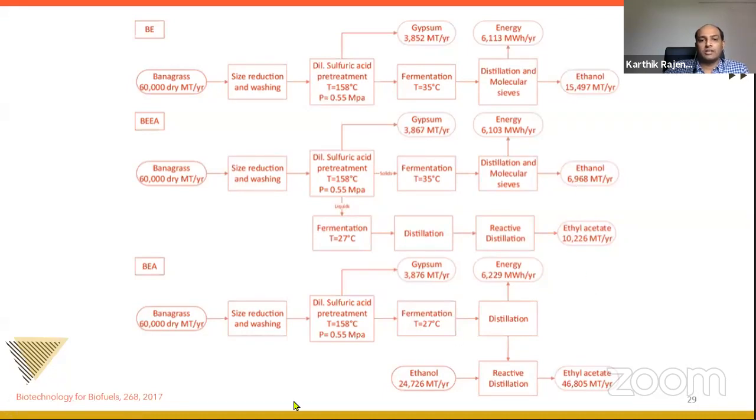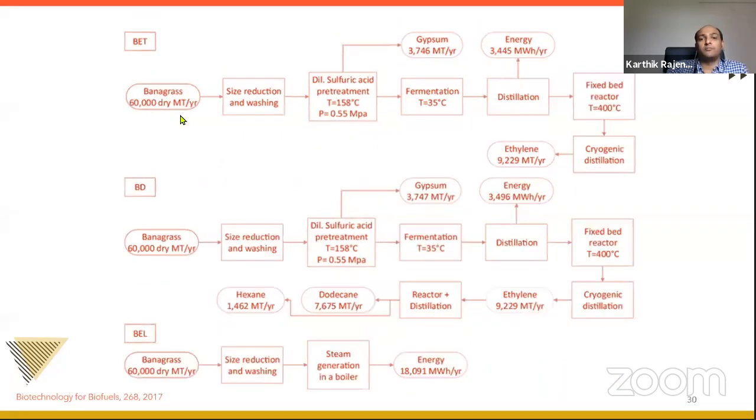And similarly, if you look at only ethyl acetate production, you produce more ethyl acetate. But as I mentioned, you have to buy some ethanol for the reactive distillation process. And if you do the same mass balance on ethylene production, you can see clearly about 9,000 tons of ethylene is produced via cryogenic distillation. And similarly for dodecane, you can produce up to 7,000 tons from the same amount. So there are different volumes of product that you will generate.